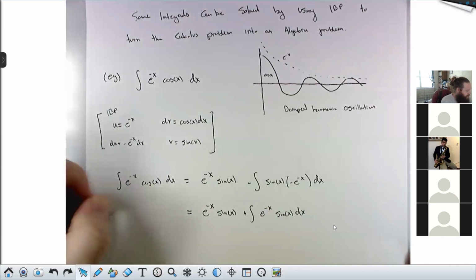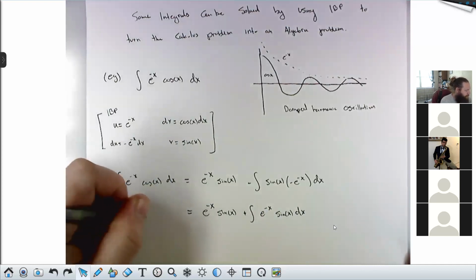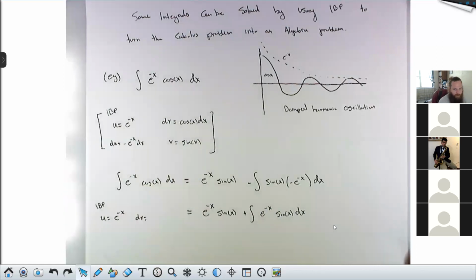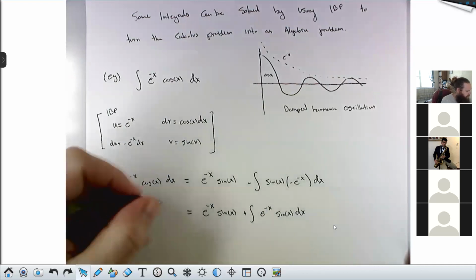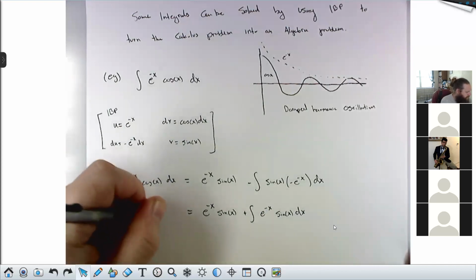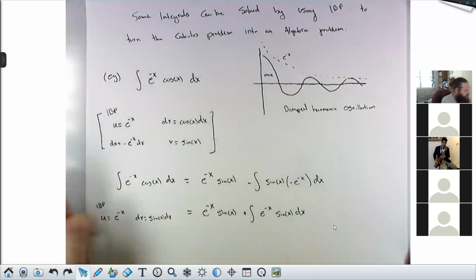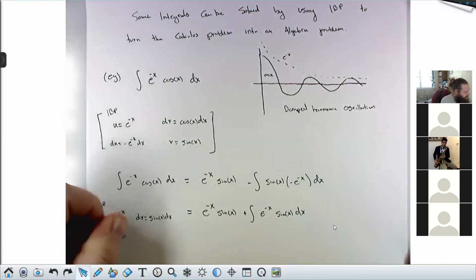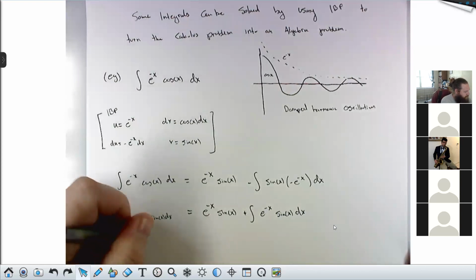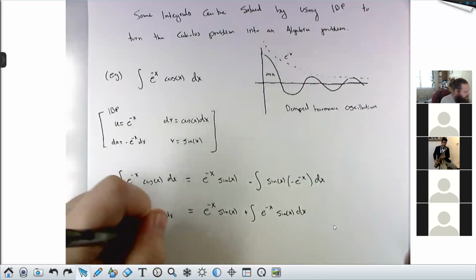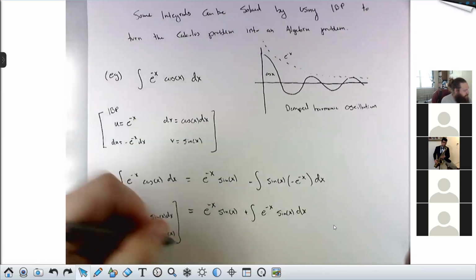So if this melts your brain a little bit, don't feel bad. In your second run of IBP, you need to pick u and dv the same way. Follow the LIPET rule again. Exponential, that's your u. So dv is sine x dx. Therefore du is negative e to the negative x dx. And v, this time you're integrating sine, that's negative cosine. So here's my second IBP table.